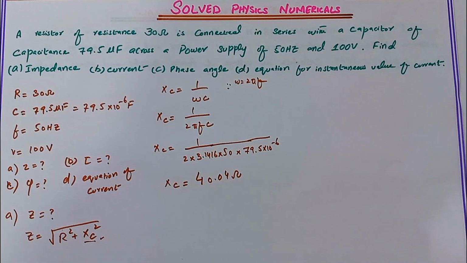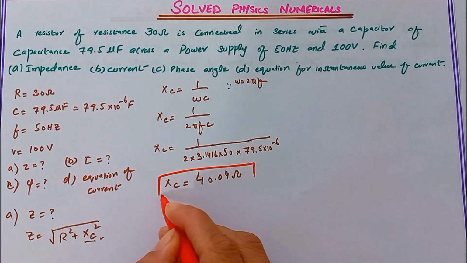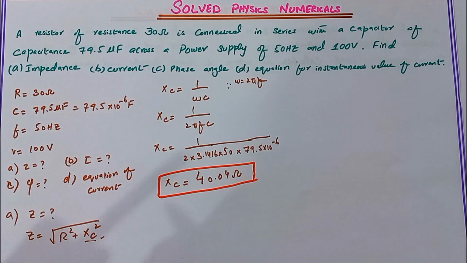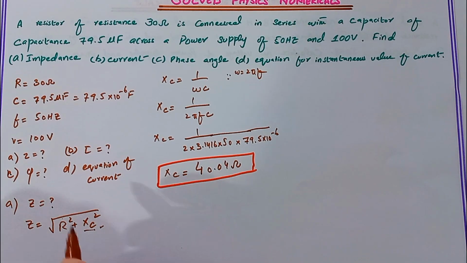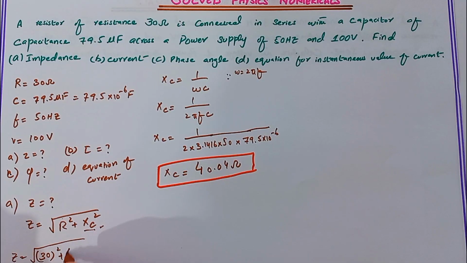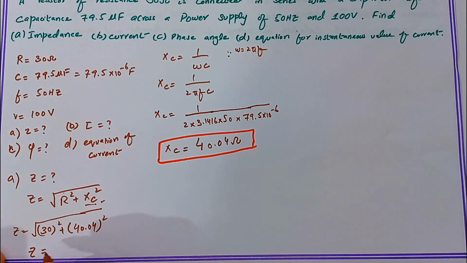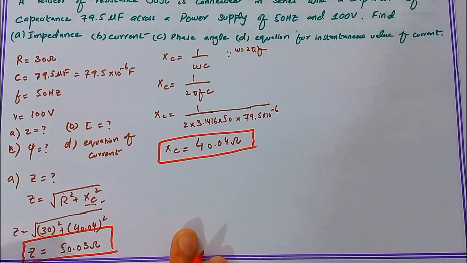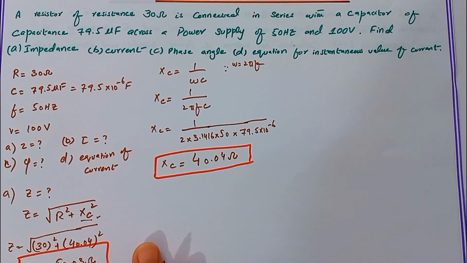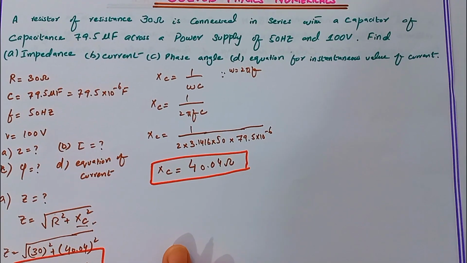Okay, now move to our main formula of the impedance, Z. Put this XC into this formula. Here the value of the resistor is 30, so 30 square, and XC is 40.04 ohm square. We square, add, and take the square root, and we find that the impedance is equal to 50.03 ohm. That is the impedance of the circuit consisting of the resistor and the capacitor. Here we find the A part. Now we find the B part, the current.